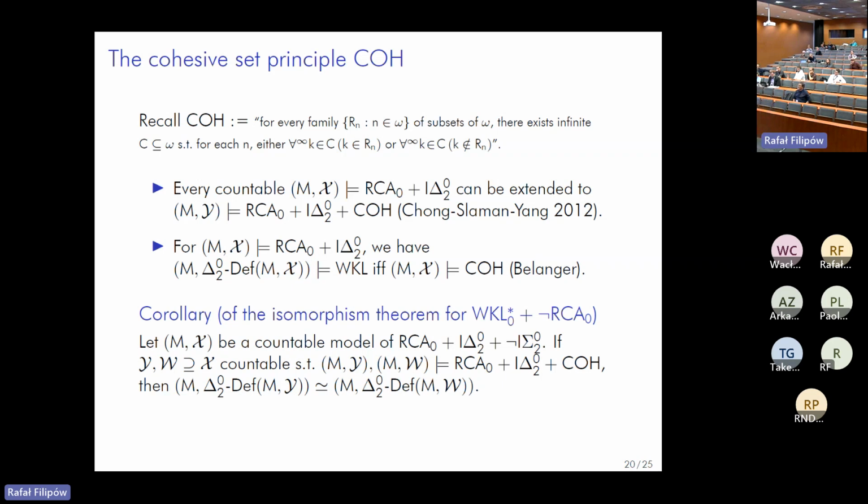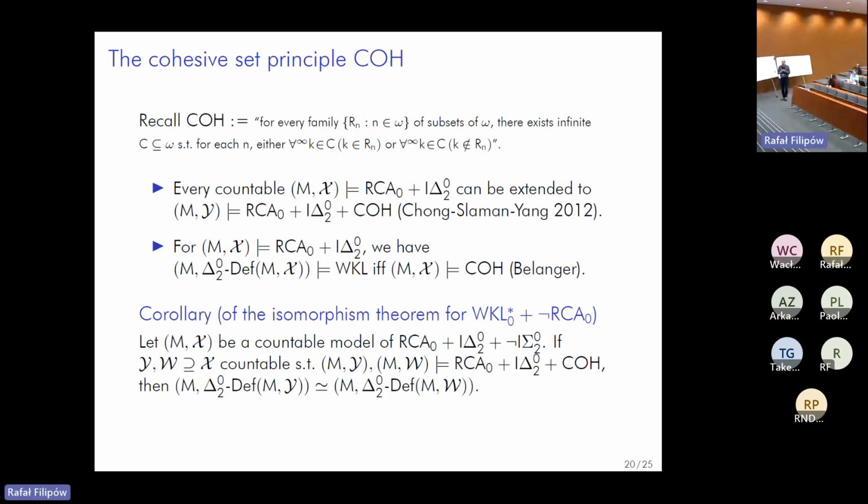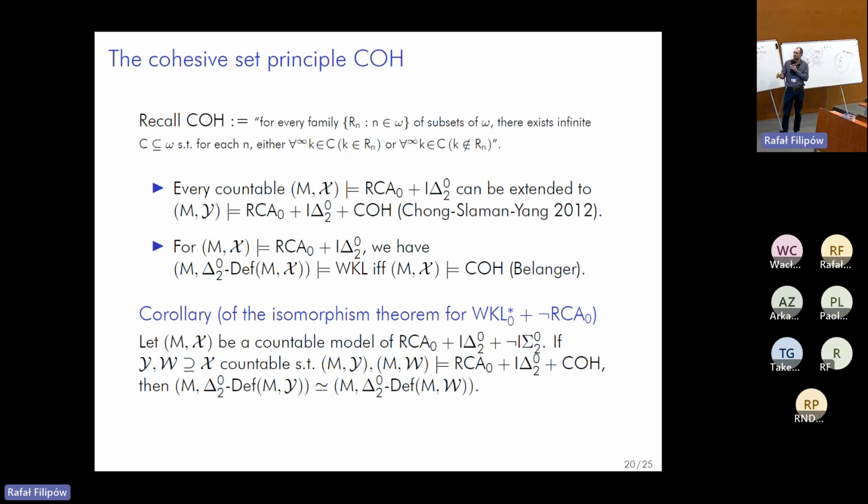So as a corollary of the isomorphism theorem, for weak König's lemma over this weak base theory where you don't have sigma 1 induction, you get the following. If you take a countable model of RC0 plus delta 2 induction, not sigma 2 induction, and you extend it in two different ways, you extend the set theoretic parts of the model, the numbers don't change, to structures that also satisfy the cohesive principle, then the delta 2 definables of these two structures will be the same. They will be isomorphic.